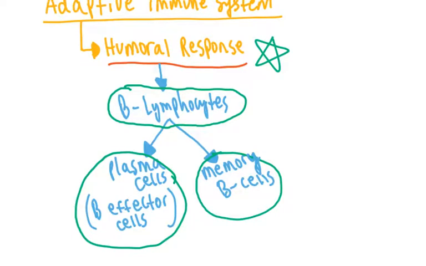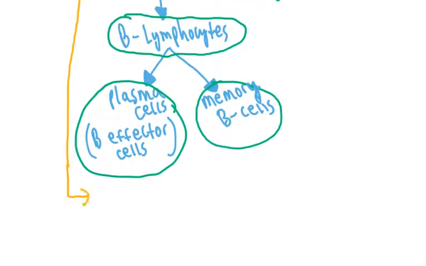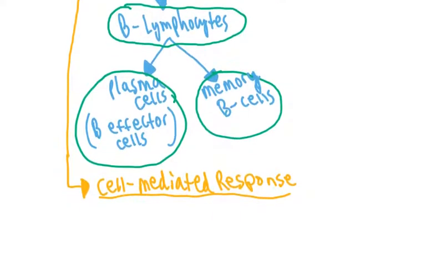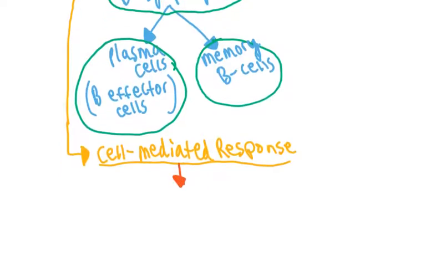Now, another part of the adaptive immune system that we will encounter, so let's draw another arrow here, is our cell-mediated response. Let's see what our cell-mediated response consists of. Our cell-mediated response consists of our T lymphocytes, not our B lymphocytes, but our T lymphocytes.